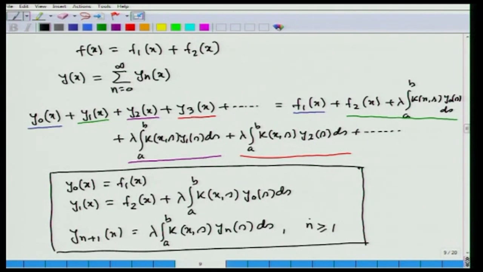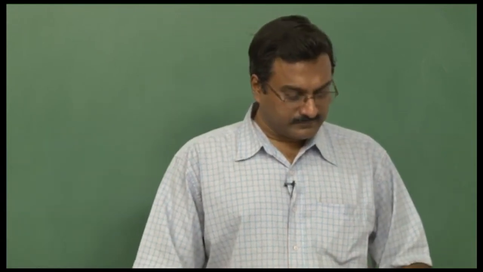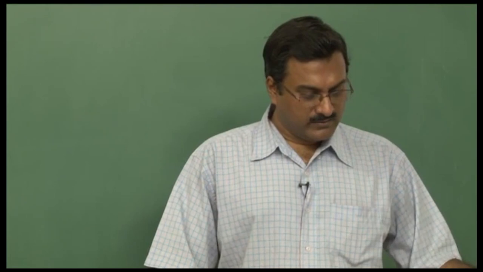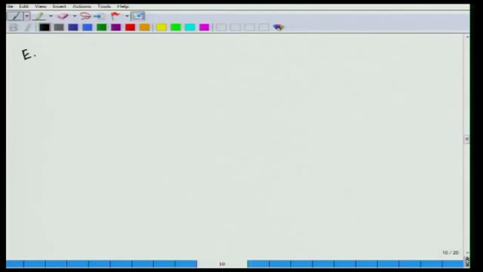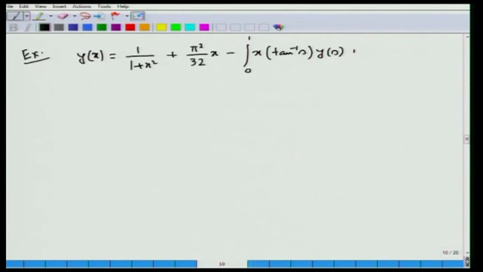which is non-homogeneous, by using the modified Adomian decomposition method. Now, for this problem, we consider again one example, where you can understand how to divide these two functions. This example is y(x) = 1/(1 + x^2) + (pi^2/32) x - integral 0 to 1 x tan inverse(s) y(s) ds. This is the given problem.